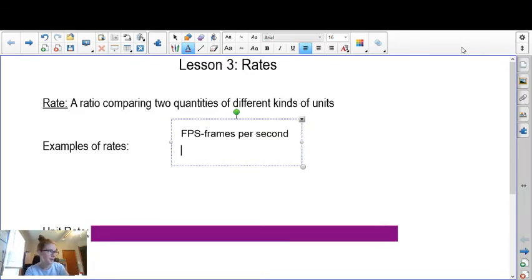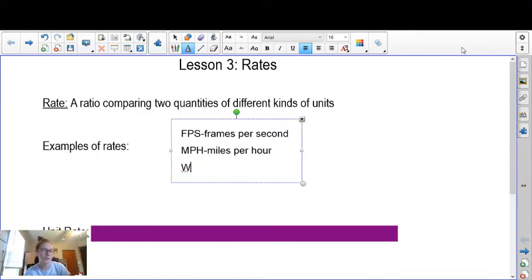Another example is MPH, so miles per hour. We use this constantly, especially when we're discussing how fast our parents are going. We know we're going 60 miles per 1 hour.